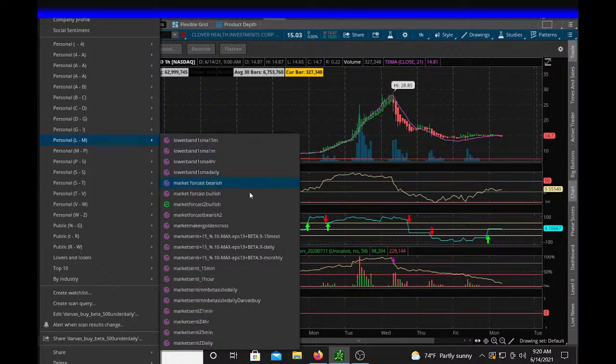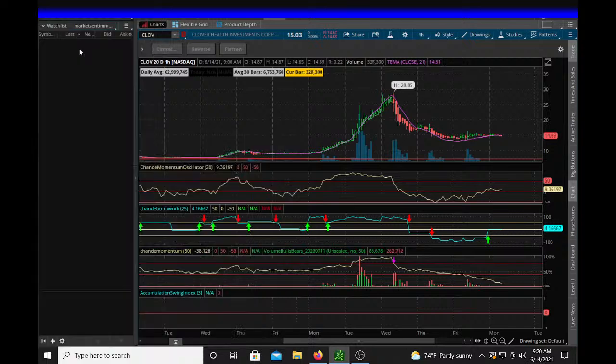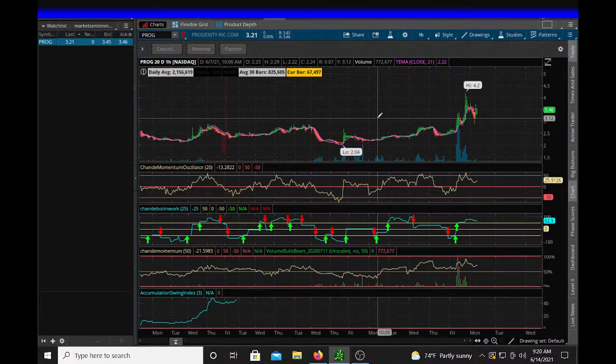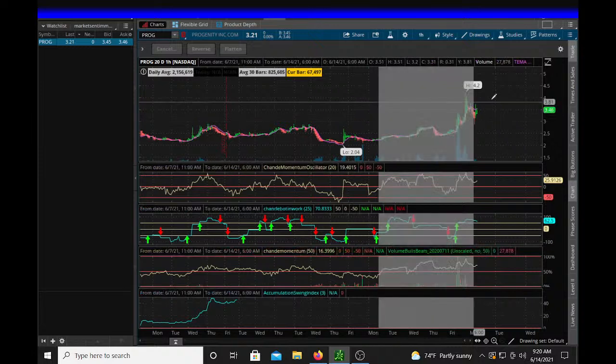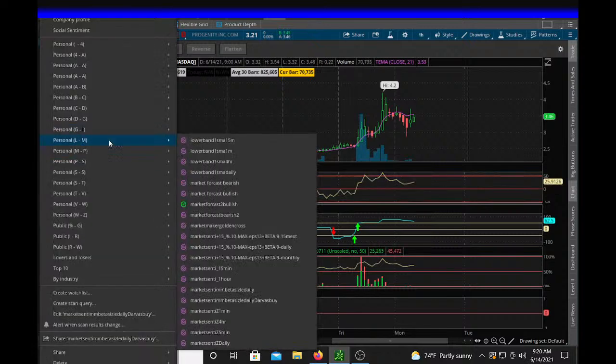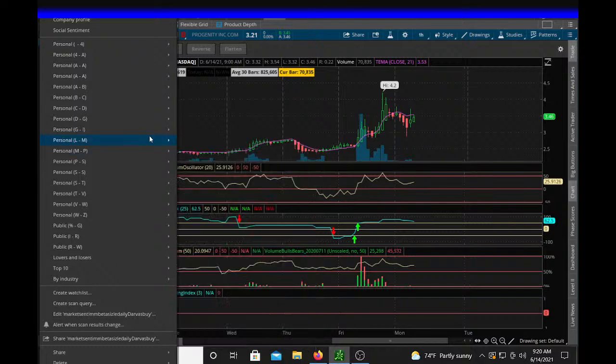All right, let's look at market sentiment on the daily, maybe even with a Darvis buy. Now, market sentiment on the daily with a Darvis buy signal. That's this one right here. That's Progenity. All right. This is a good little list I've put together. Now let's go back and find its other counterparts.